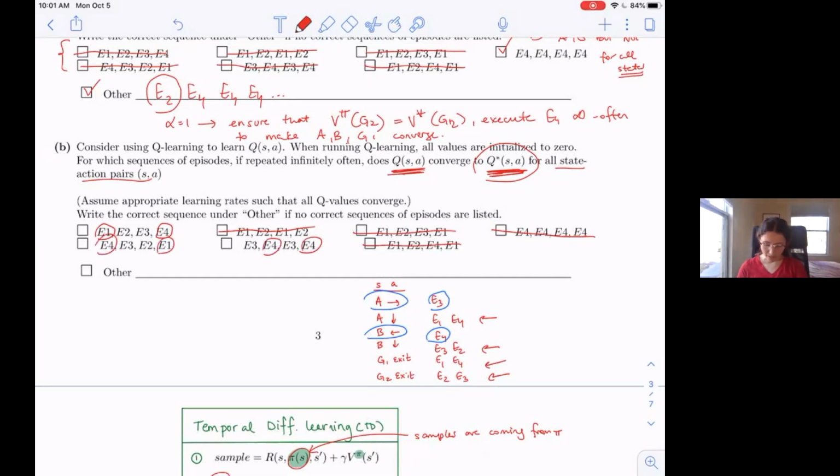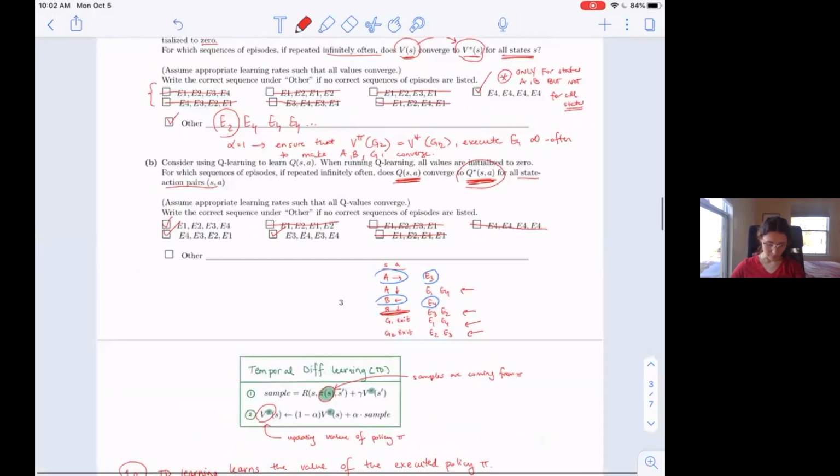In order to see B going downwards, we need to see E3 or E2. So here we have E3 or E2, E3 or E2, and here we have only E3. That's fine because E3 contains information about B going downwards. And then for G1 exit, we need either E1 or E4. And for G2 exit, we need either E2 or E3. And it turns out that these 3 episode sequences here, this one, and this one, all contain a sufficient amount of exploration of each state action pair to be able to learn the Q star for every state action pair.